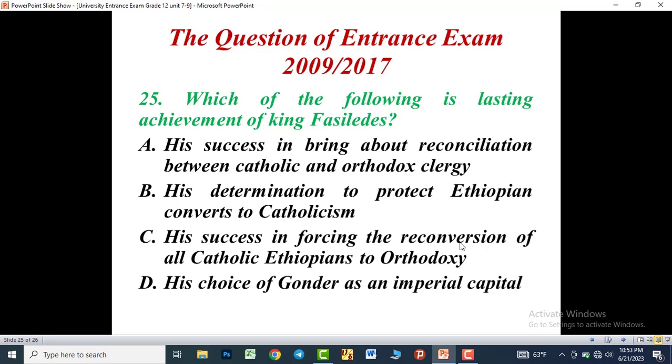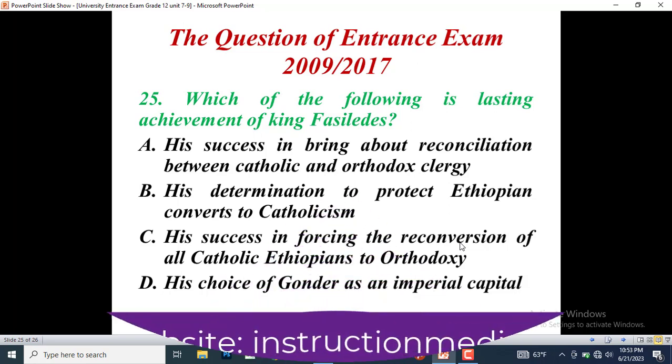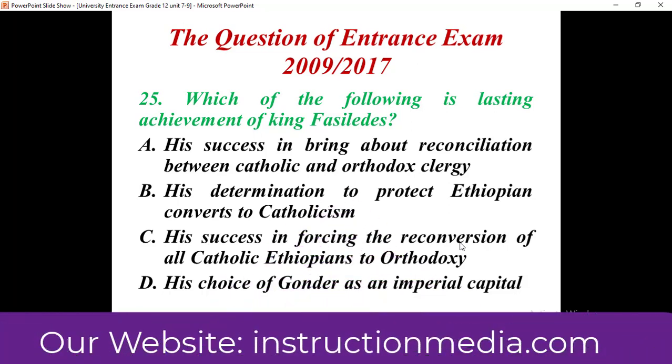Explanations about these questions. You know that King Fasilides came to the throne in the Christian Highlands after the downfall of Susenyos. He conducted different reforms after the Battle of Dongaz in 1632. Susenyos abdicated the throne in favor of his son Fasilides.